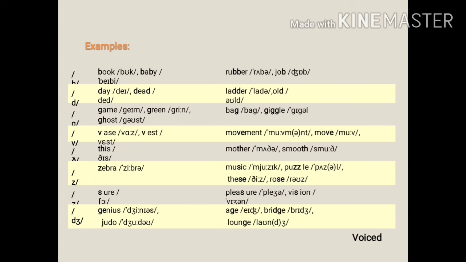Here are some examples of the voiced sounds, like book, b. This sound comes in the word book. Then d, it comes in the word day. Then g, ghost, v, vase, z, zebra, th, this. So here are many examples, you can read them out and observe all these examples. Actually there are a total of 15 types of voiced sounds in English.